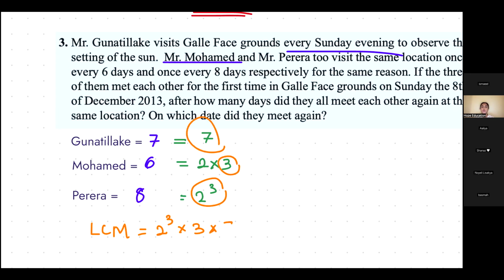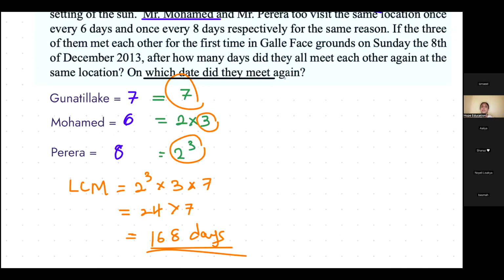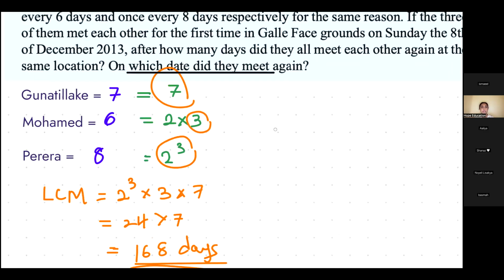So 2 times 2 times 2 is 8, 8 times 3 is 24, 24 times 7 is 168 days. Did you all get this answer, first of all? They're asking specifically on which date did they meet again, right? We have to count from December 8th.